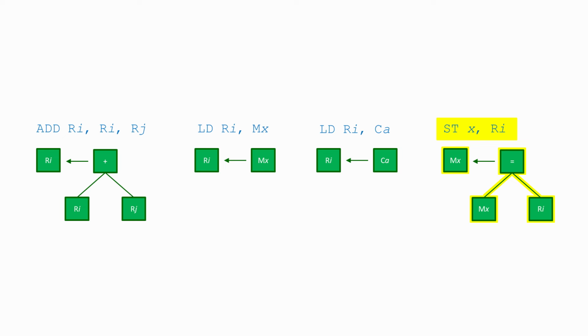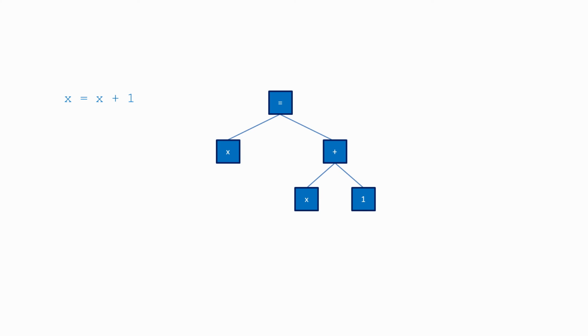Let's see how these rules can be applied to an input tree. Suppose we have an input tree for the expression x equals x plus 1. A traversal reveals the first matching rule. The rule specifies that node x should be replaced with a register.